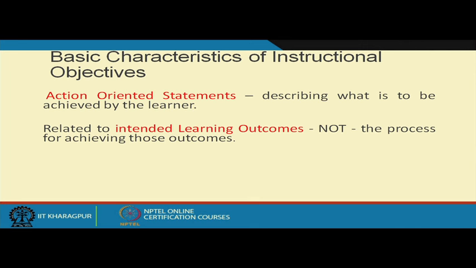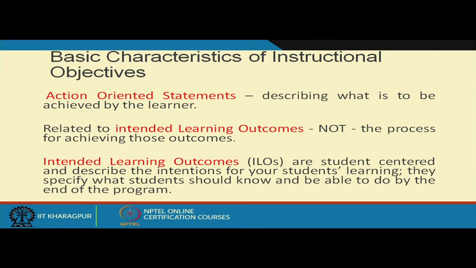The basic characteristic of instructional objectives is that they are action-oriented statements describing what is to be achieved by the learner. So, it is related to the intended learning outcome, not the process for achieving the outcome. Here there is a new term, the intended learning outcome. These are student centered and describe the intention for your students' learning. They specify what students should know and be able to do by the end of the program. So, after 40 hours of lecture, at the end of the program, they will do this.